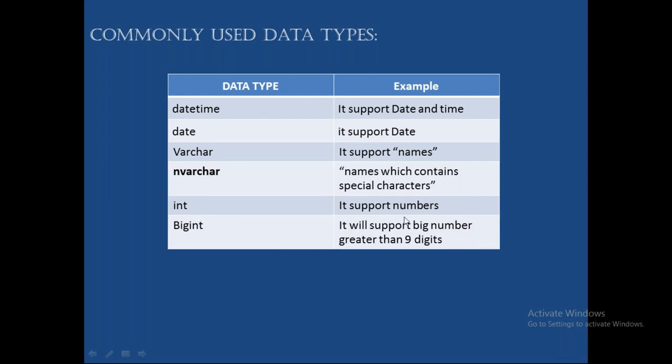Next, int. It supports numbers. If you want to store customer IDs, the number of hours, your course duration, all those things, you can go with int. Bigint basically will support big numbers greater than 9 digits. For example, you want to provide your phone number. It's a 10-digit number, so you need to go with bigint. Not only these data types, we have many more data types which support your table creation in field definition. These are the commonly used data types, that's why I just included those here.